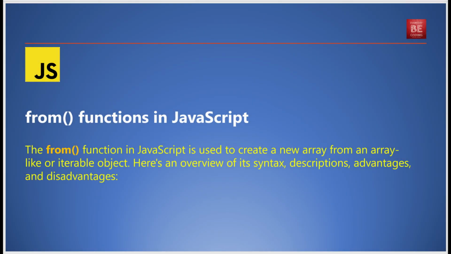Ever wondered how to convert iterable objects into arrays in JavaScript? It's a common challenge many face. But fear not, JavaScript has a built-in function named Array.from that comes to the rescue. It's a handy tool that helps create a new array instance from an array-like or iterable object.